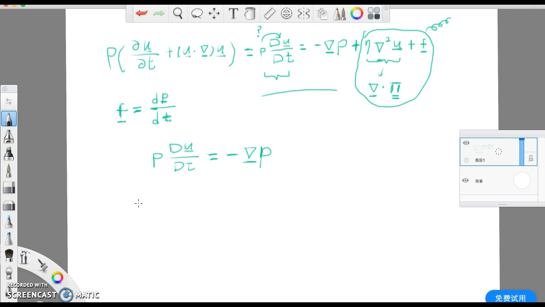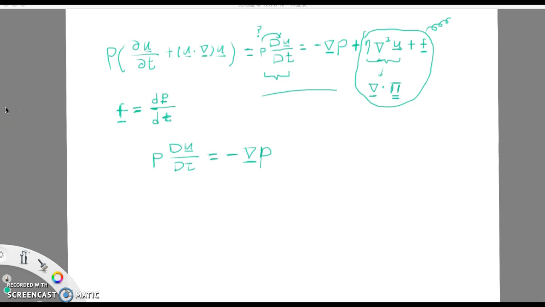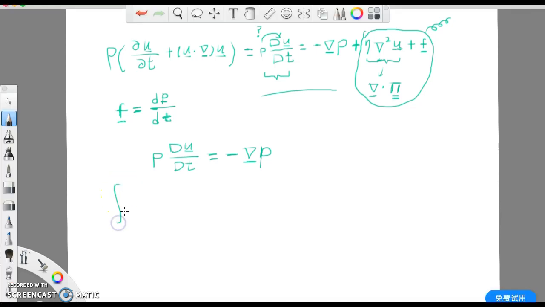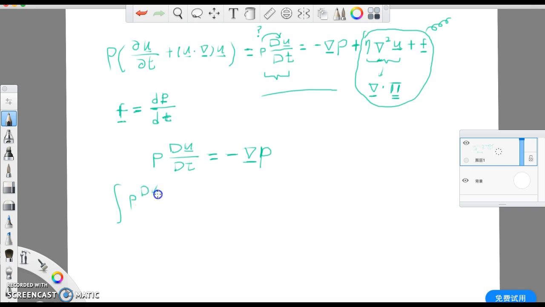How we derived this equation was just writing down Newton's second law, right? So how did we derive this? Well, we derived this by just writing the integral of rho. So that's what you will encounter in third year lecture.